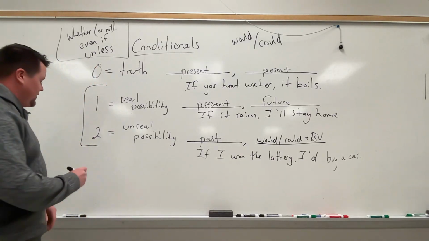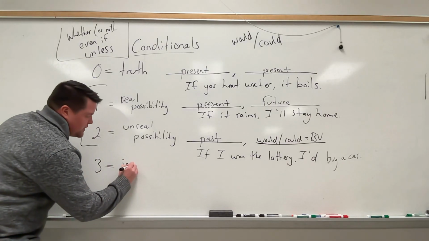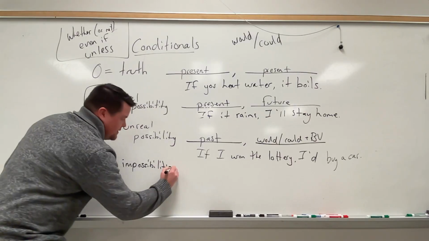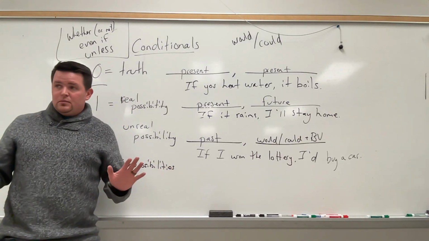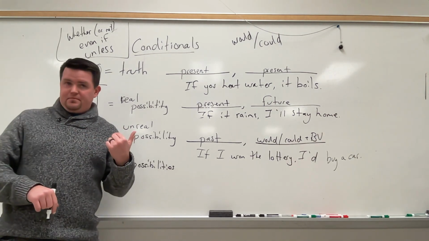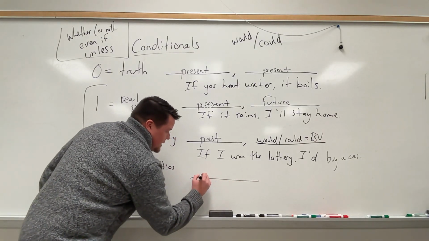All right, last one, third conditional. I know we're getting long here. Third conditional is when we talk about impossibilities. These are things that cannot happen. They are impossible, but they are only impossible because they are in the past. So for this one, we use the past perfect.